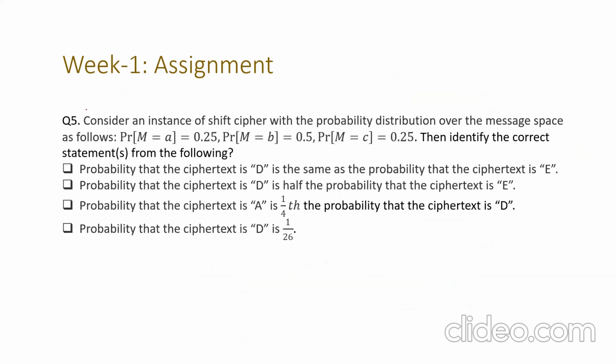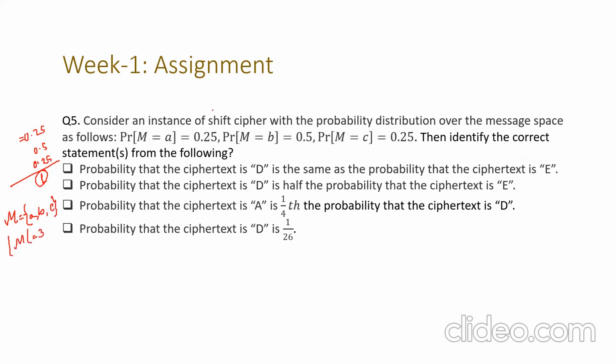The last question for week 1 assignment: consider an instance of shift cipher with the probability distribution over the message space like this. The probability of the message being A is 0.25, the probability of the message being B is 0.5, and the probability of the message being C is 0.25. The total sum of these probabilities is 1. So clearly your complete message space consists of only 3 plaintext values: A, B, and C. So the size of the message space is 3 here.